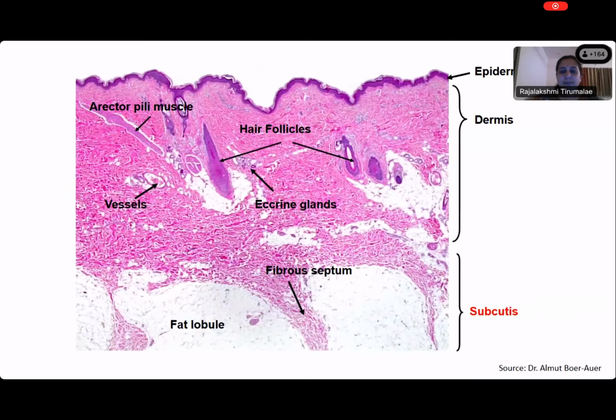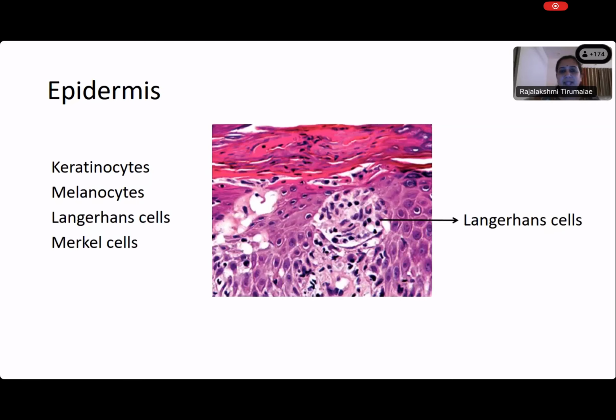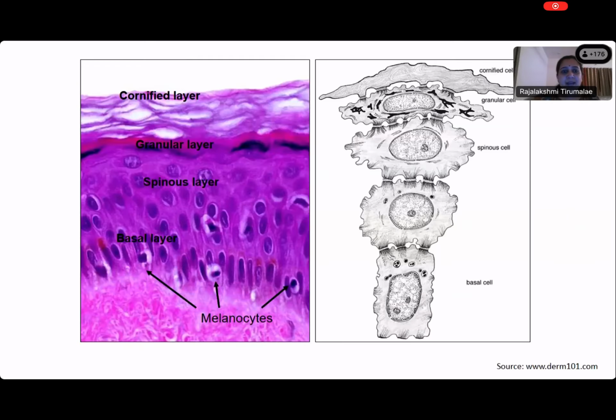To begin with, we know that the skin is the largest organ in the body, and it has two parts, the epidermis and the dermis. The subcutis is technically not a part of the skin, but nevertheless, it's sampled in the biopsy, so we see it all the time. There are different structures that we see in the skin. In the epidermis, the cells that we encounter, all of us know, are the keratinocytes, melanocytes, Langerhans cells, and Merkel cells.